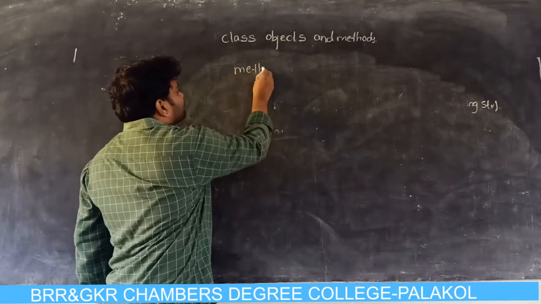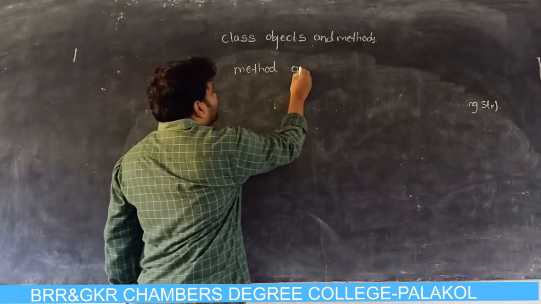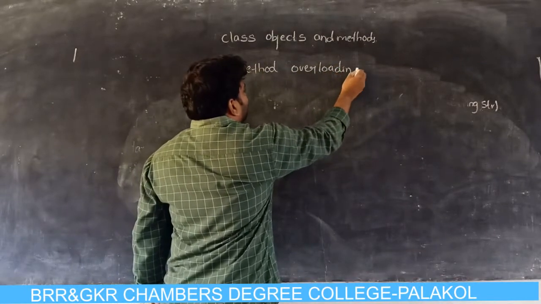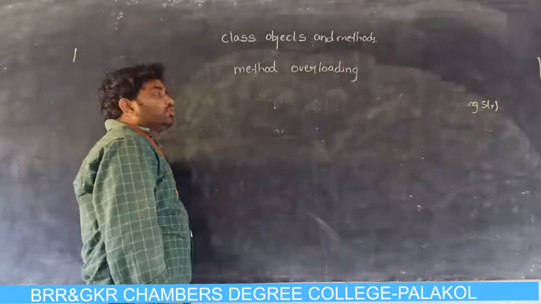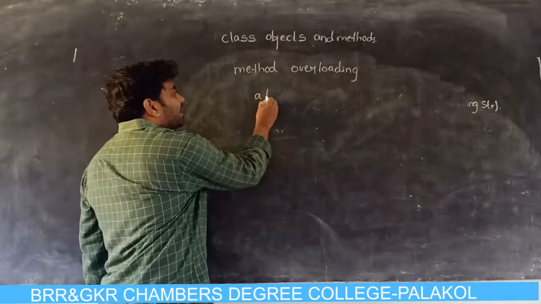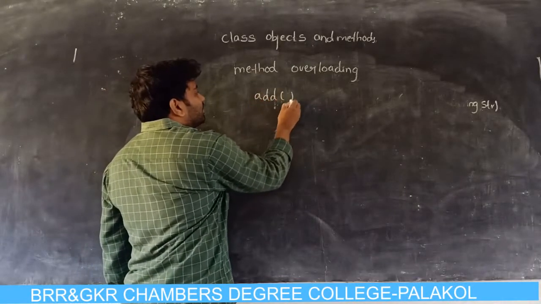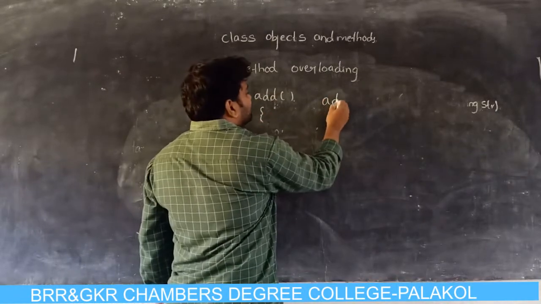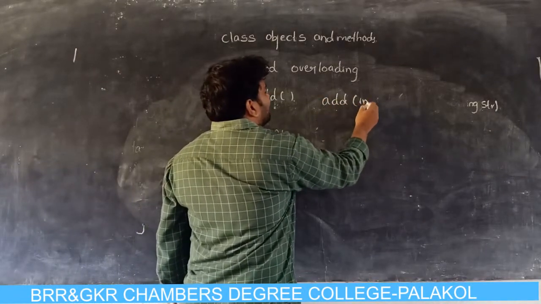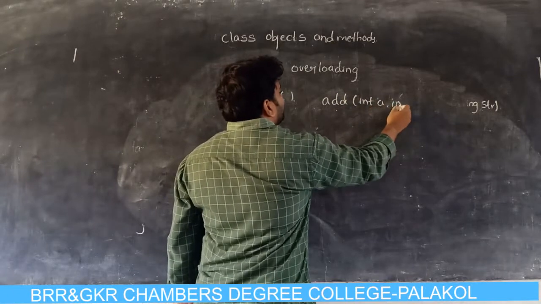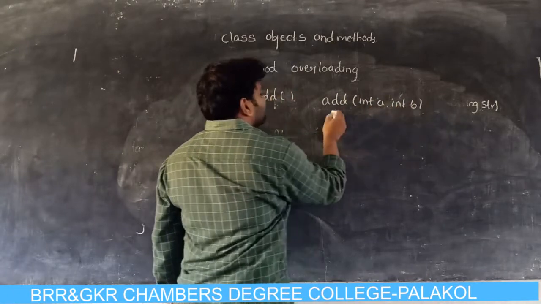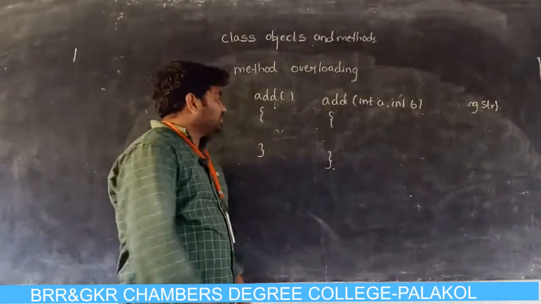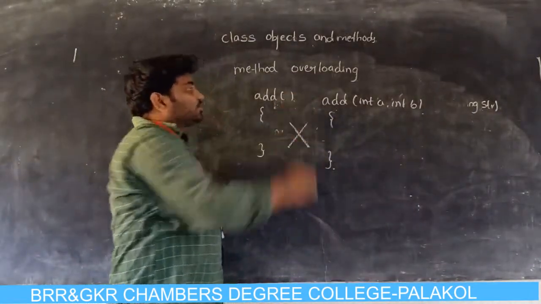Suppose method overloading: the same function is not accepted in the C programming language. For example, add with open and close brackets, and the same add with int a comma int b. Both are the same function, so they are not accepted in C.